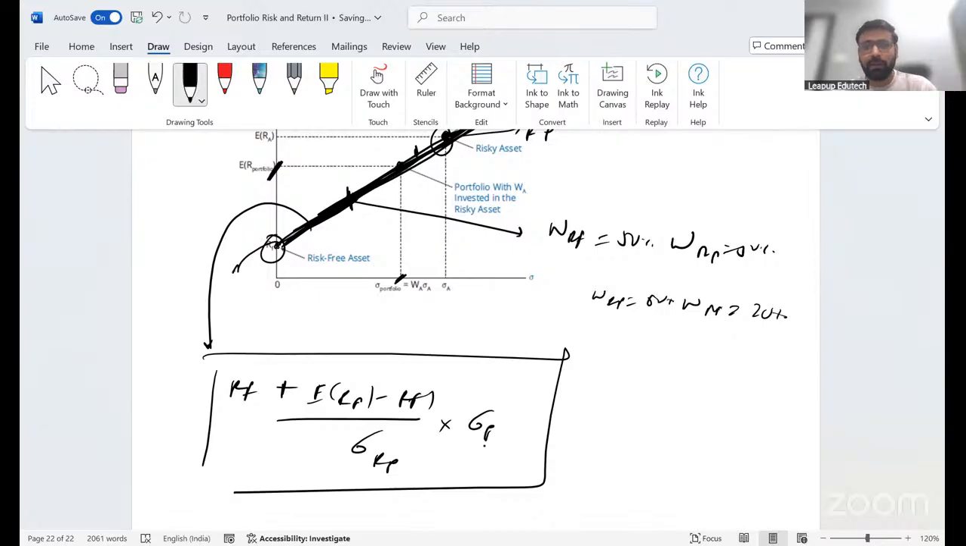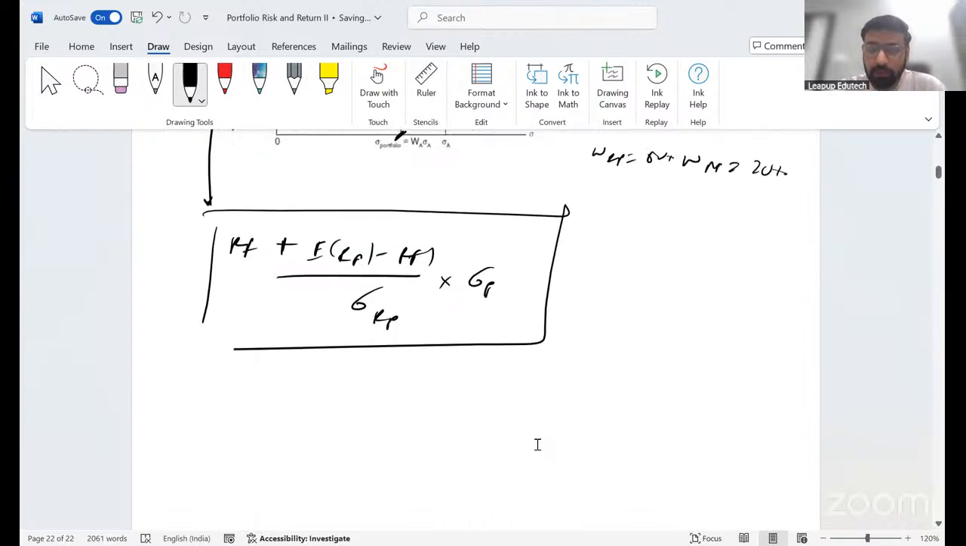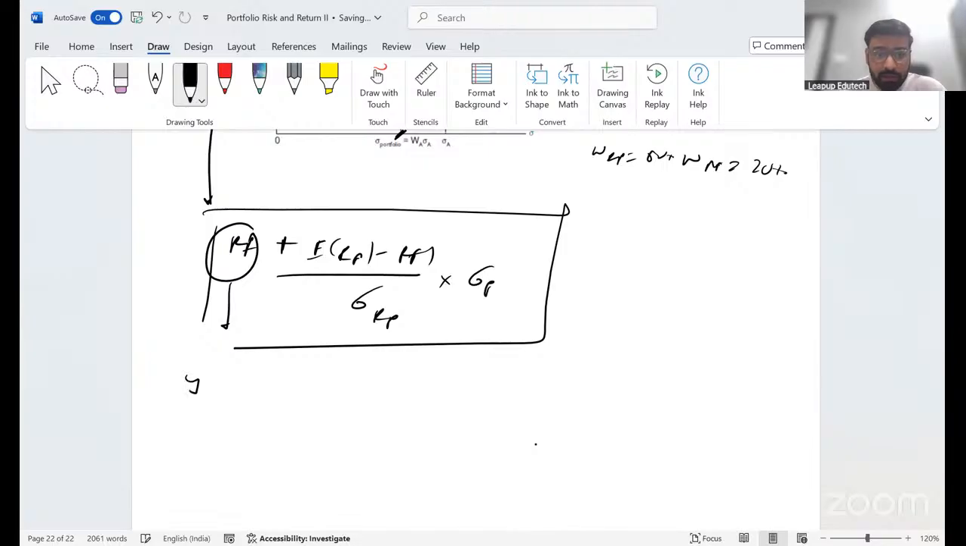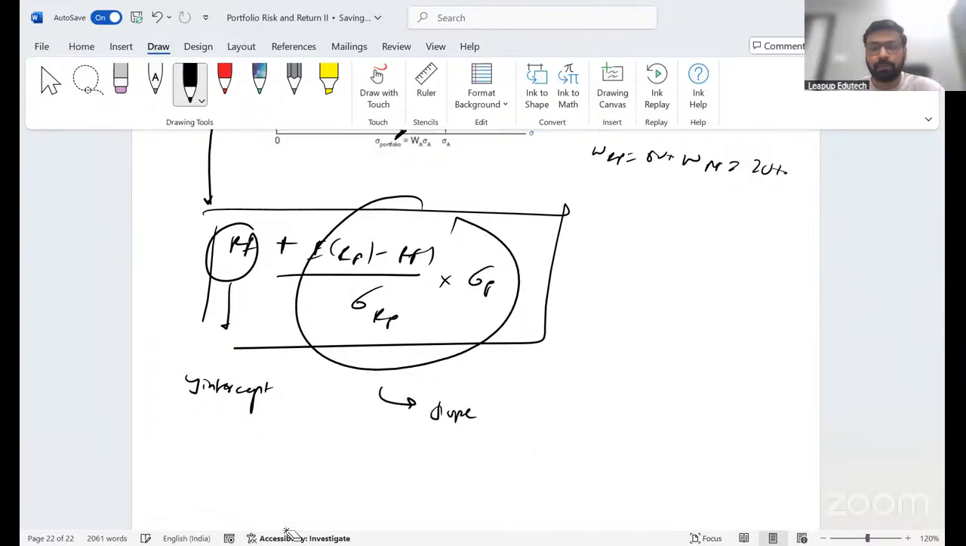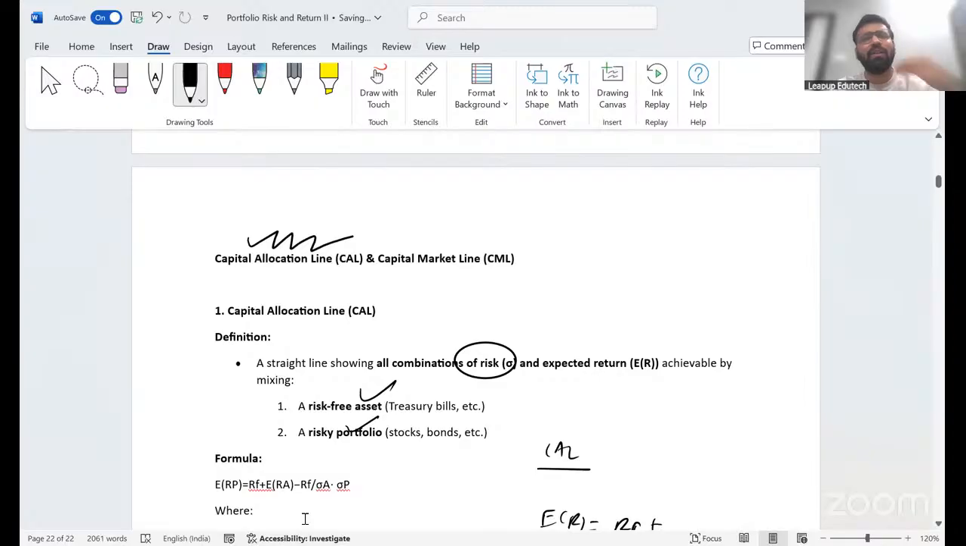It is given by that only. This is the equation of a line, where this is your y-intercept, and this is your slope. So it is nothing but the equation of a line. So how did we arrive at this equation?